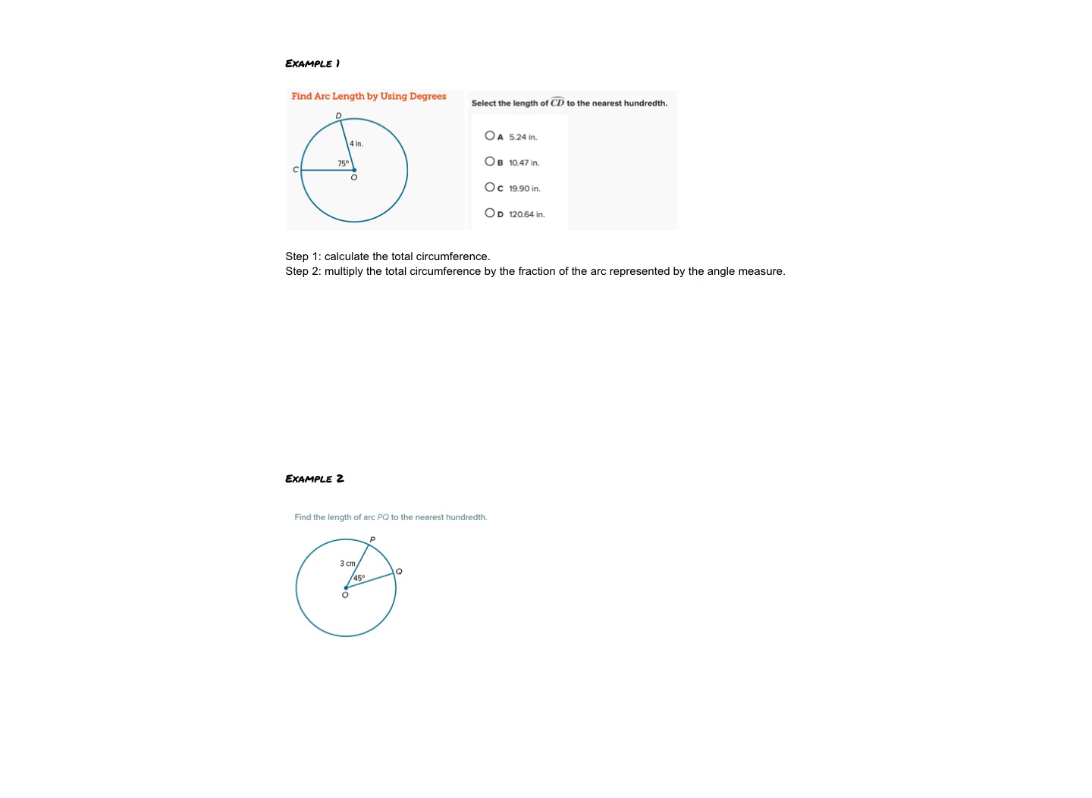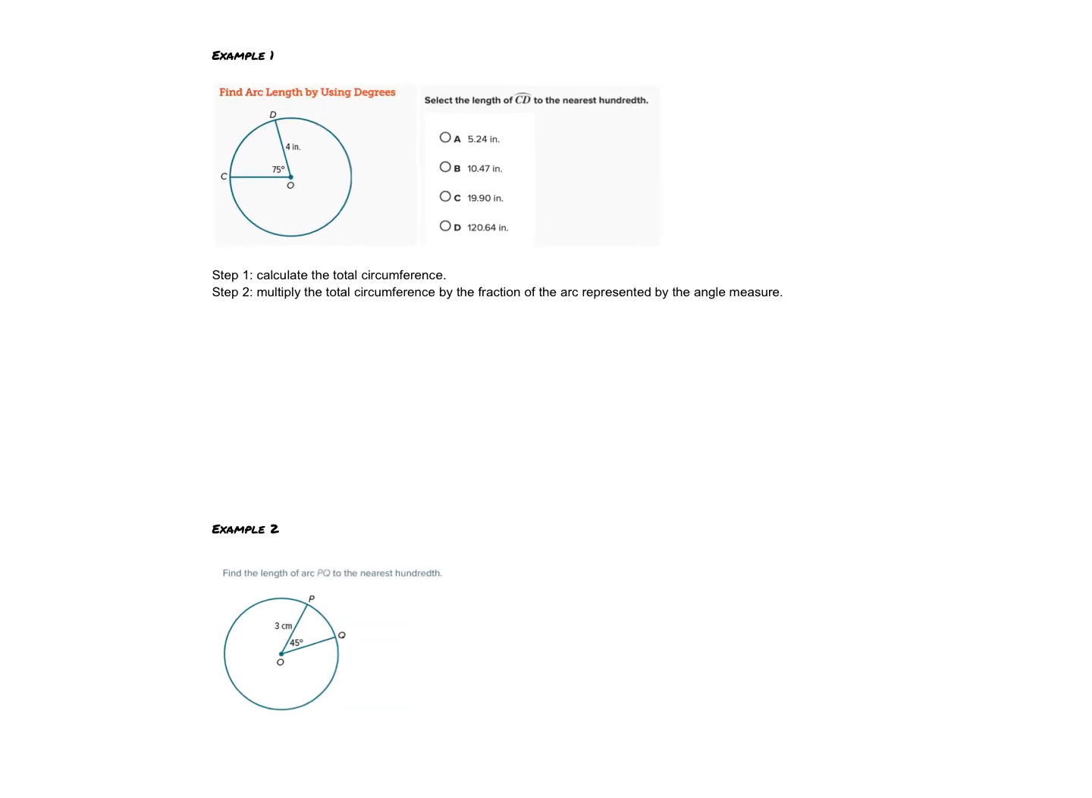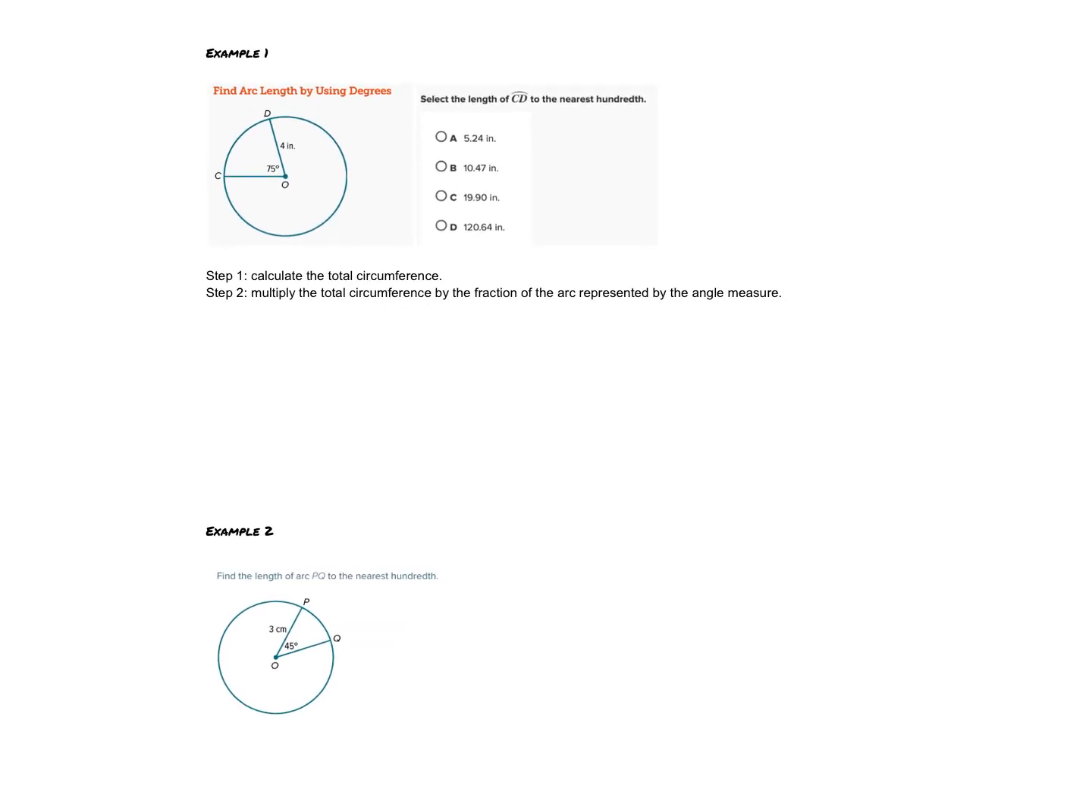Skip the page, sorry. So give these a try. Both of these problems are asking for arc length. So I put the steps in here. First, calculate the total circumference, and then multiply your total circumference by the fraction of the sector or the arc that is represented.